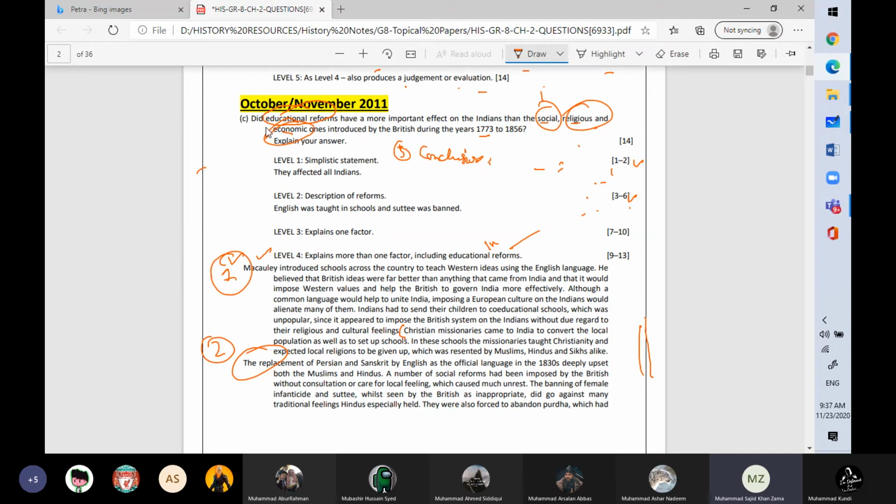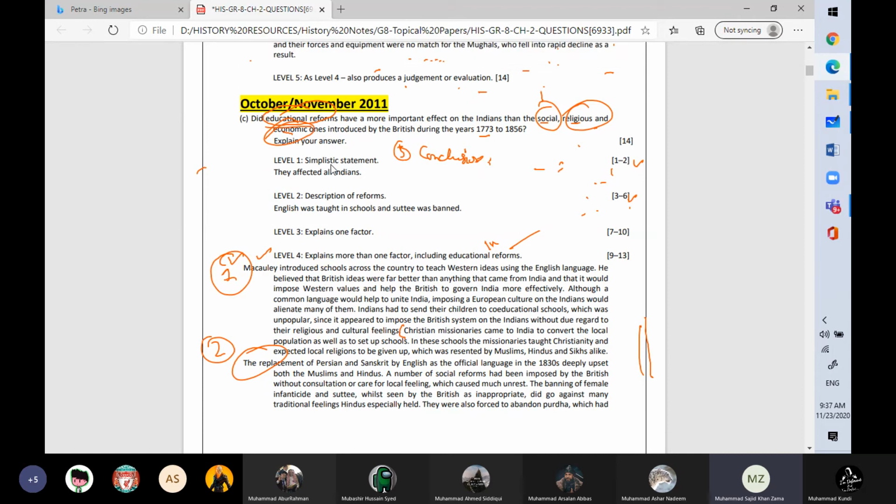In conclusion, you can agree with the examiner, yes, that educational reforms were very important. They had an important effect on the Indians, because through this, the British introduced their culture and language, and Indians felt that their culture and language was under threat, and it was changing their ways of life. Or you can say, though educational reform had a greater impact on the Indians, but to my understanding, economic reforms were more important, because it turned Indians into poor laborers. They were heavily taxed and banned from business, and they hated and resented it very much.